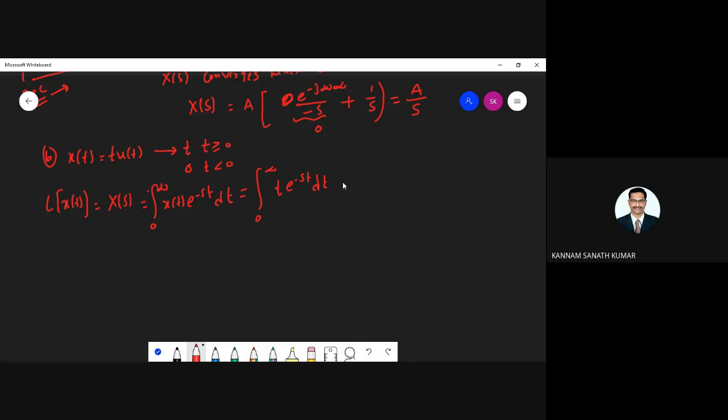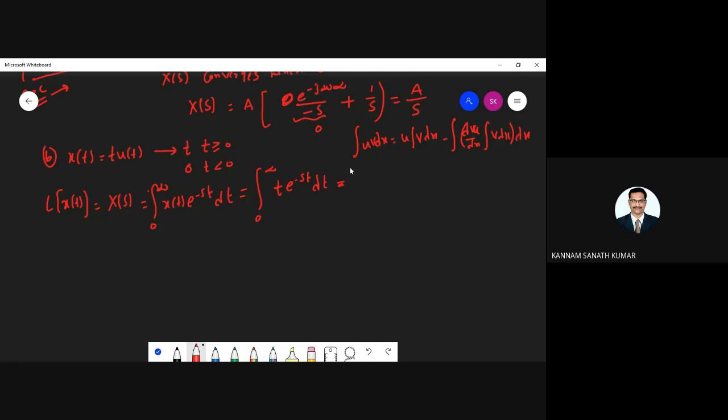Again, as I told you in the last class, the integration of uv dx equals u into the integration of v dx, minus the integration of du by dx into the integration of v dx, again whole dx.